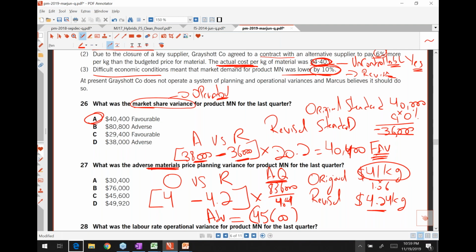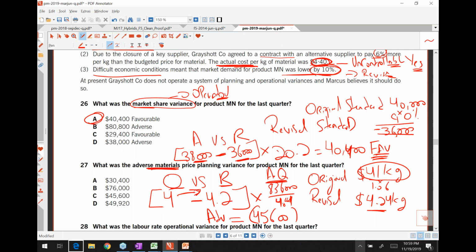It's very simple. Do you trust revised standard or original standard? This is how we find out planning variances, favorable or adverse, logically. Listen carefully. You trust revise, and you see revise is increasing. So when assessing planning variances, focus on revise.